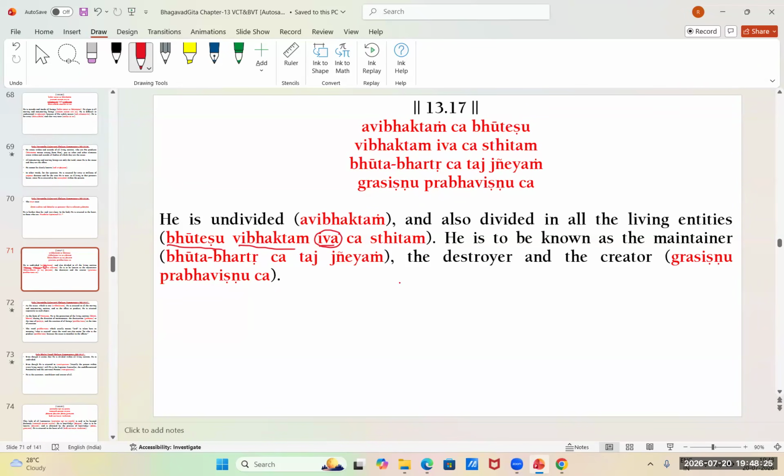So it is the Paramatma feature of the Lord, who is Brahma, Vishnu, and then Shiva. So these are the Guna avatars.